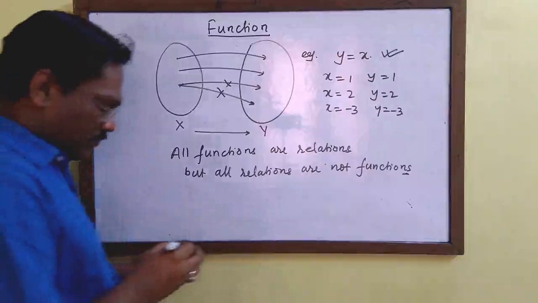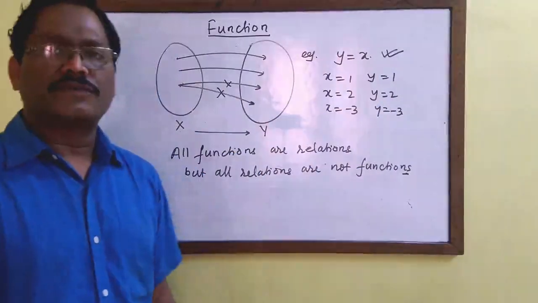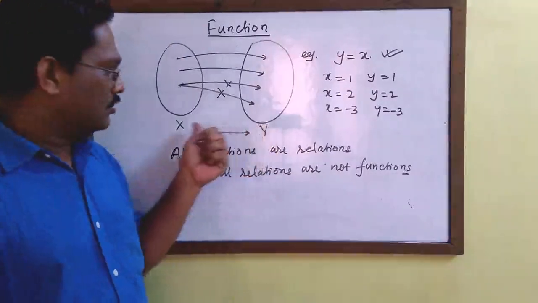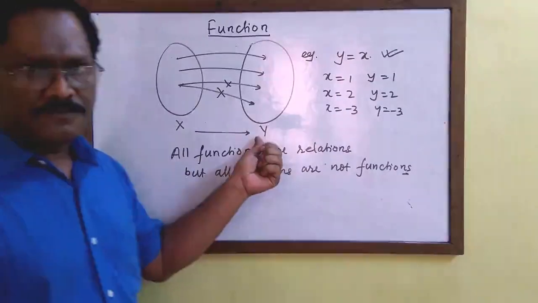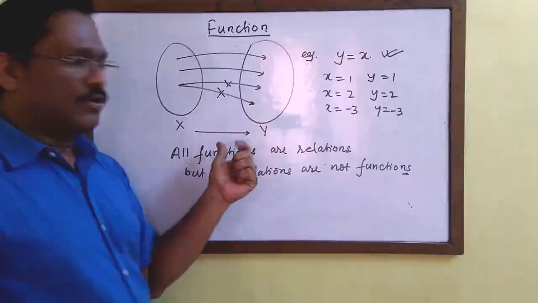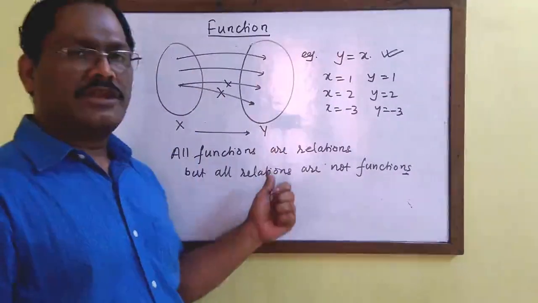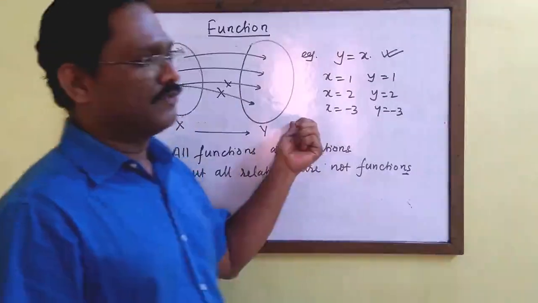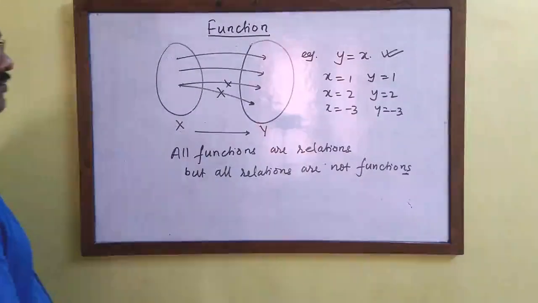Now, I'd like all of you to note down the basic definition of a function. If x and y are two non-empty sets of real numbers, then a relation from x to y can be called a function if and only if each and every element of set x has a unique image in set y. Now, this is a manual method of identifying functions.